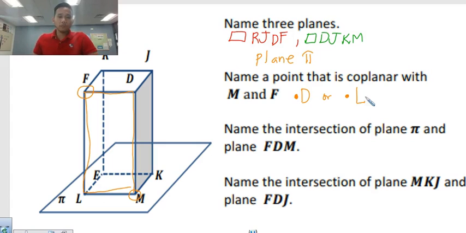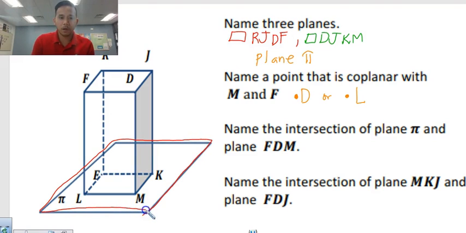Next question. Name the intersection of plane pi and plane FDM. Plane pi is this big plane here. It's like if you have a box like this and you just put it on top of the table. The surface of the table represents your plane pi and the box represents the box itself. So we have plane pi and FDM.